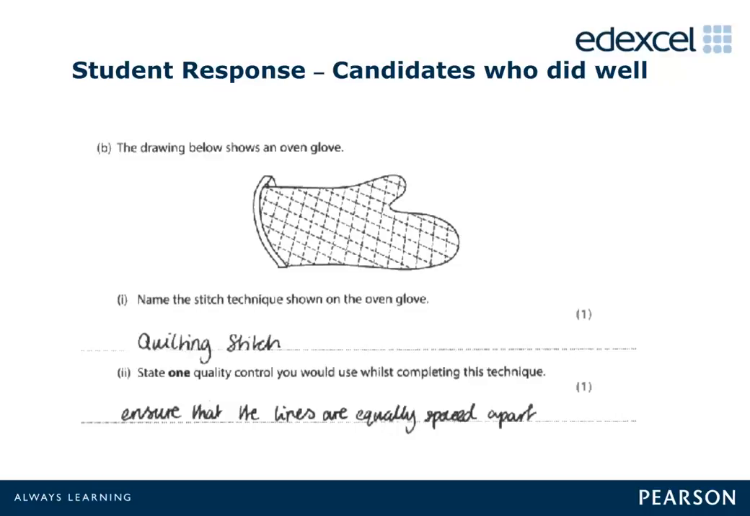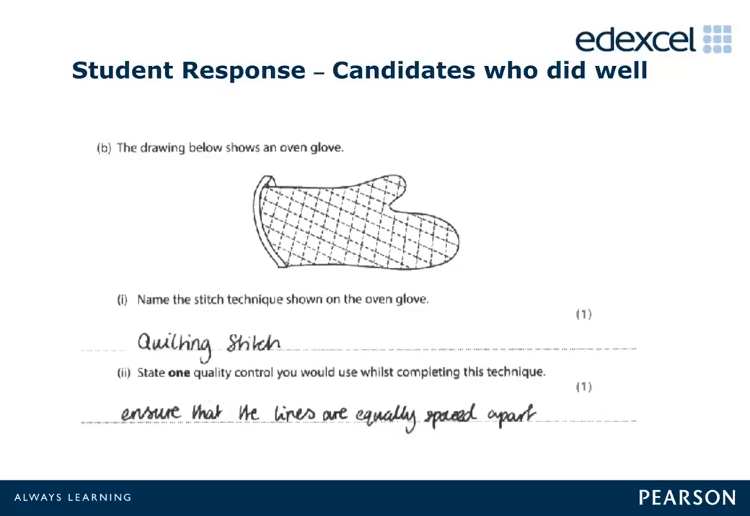This candidate was able to give a response which identified what needed to be checked, for example, the lines, and then why that check was needed, for example, so that they were equally spaced apart. This question required a complete control procedure in order to show the correct knowledge. A statement such as, check lines, would not give enough information to know what to check the lines for.